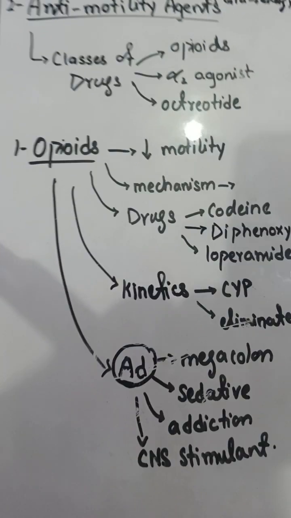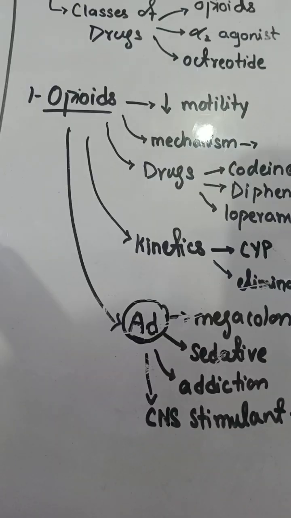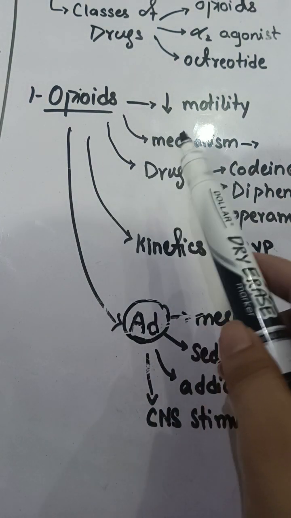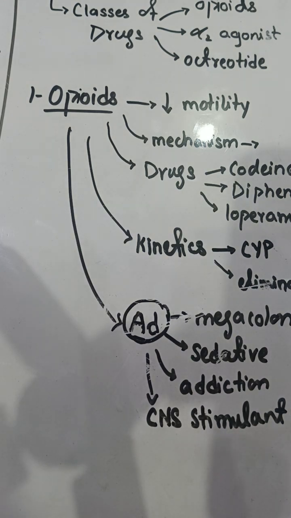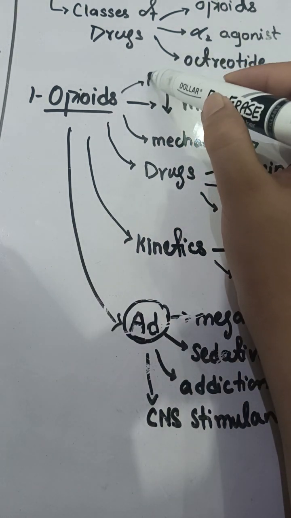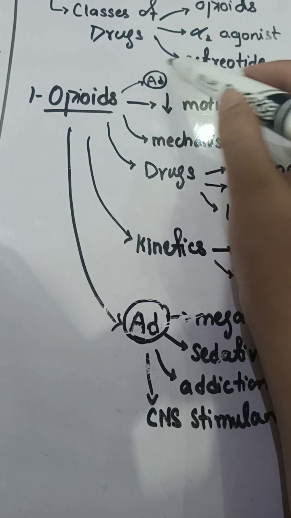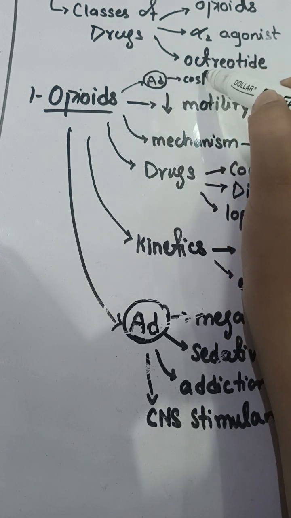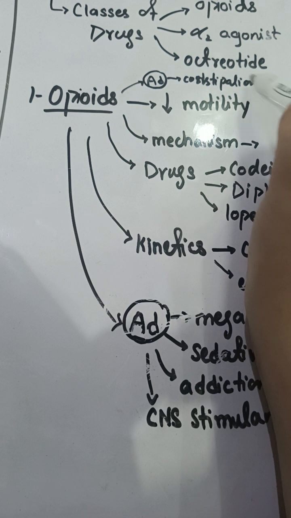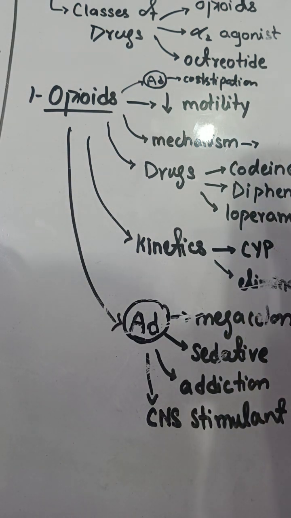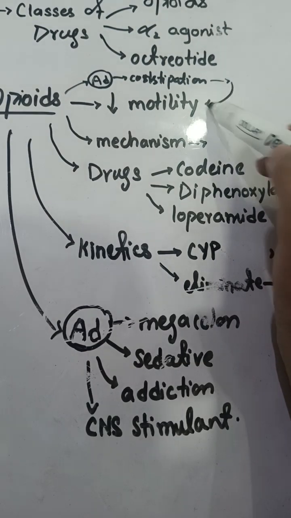So the first class of anti-motility agents is the opioids. As the name indicates, they have opioid nature. What they are doing is decreasing the motility of your GIT. Actually, how are they decreasing it? One thing you have to remember: these opioid drugs have the adverse effect (AE) of causing constipation. Please check the spelling of constipation yourself. So if they are causing constipation, then what will happen? They are indirectly decreasing the motility of the GIT.